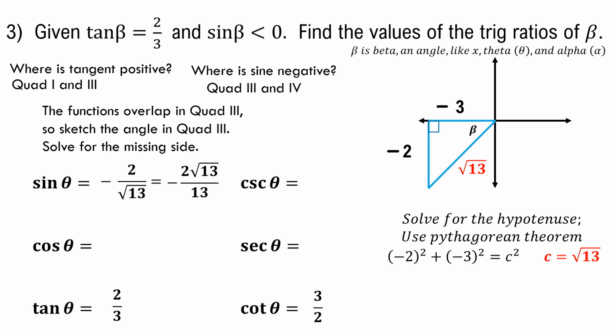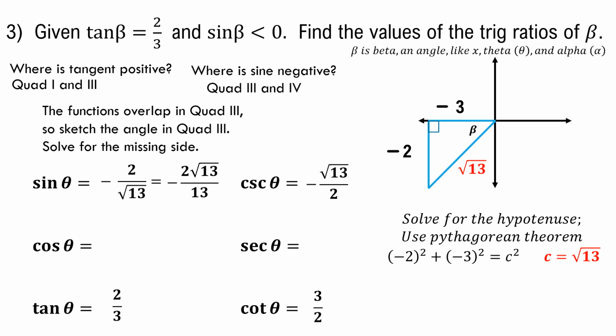Before we rationalize, you can take the value of sine and write its reciprocal to give us cosecant. So cosecant will be negative square root 13 over 2. Again, I'm not doing the rationalizing a second time. I'm just taking the value of sine and writing its reciprocal.